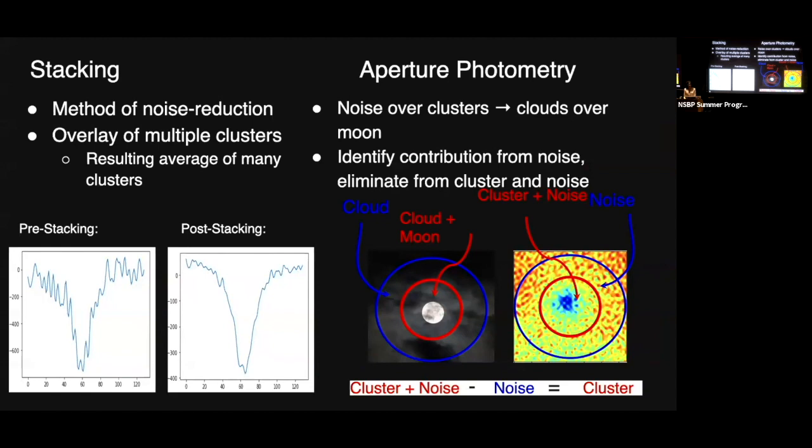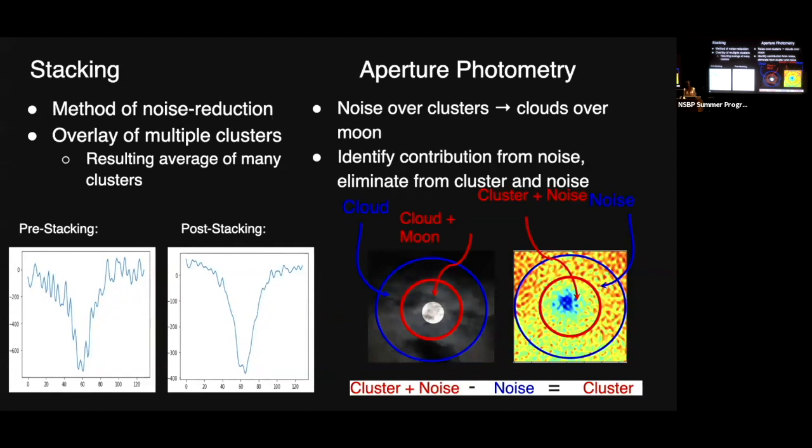But obviously, if I have some noise or error that's affecting all 30 of those clusters, averaging them isn't going to eliminate that. So the other method I've been using is aperture photometry. My mentor had a great analogy for explaining that. Imagine trying to see the moon in the sky and it was covered by clouds. Something you could do to isolate the brightness of the moon would be to create this red circle, as I've drawn it, that contains the moon and some of the clouds around it, and then draw this bigger blue circle and create this ring around it that only contains the cloud.